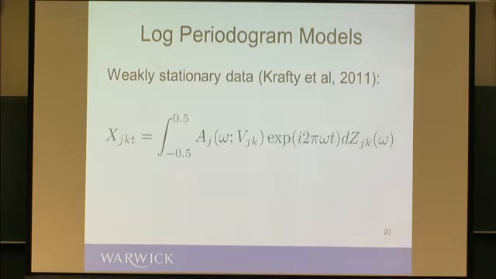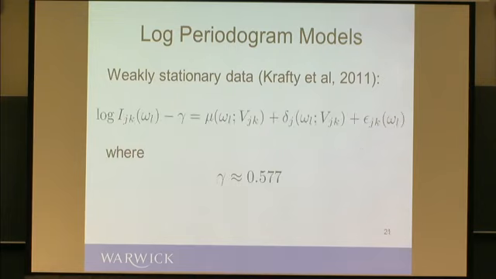backing up to weak stationarity, given this formulation, we can model the log periodogram with a bias correction, with gamma here being the Euler-Mascheroni constant. So here we have the mean over all subjects, the subject-specific deviation, and then your error, which has mean 0 and variance pi squared over 6. This is the model that he used in that Biometrika paper.